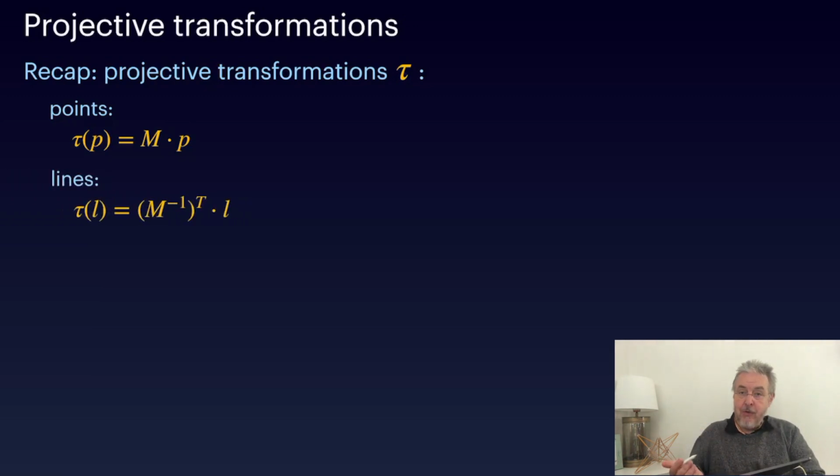In order to preserve incidences before and after the transformation, the corresponding action that we have to do on the level of lines is to take their homogeneous coordinates and multiply them by the inverse transposed of that matrix. You can easily check if you do that, then if a point and the line is incident before the transformation, it will also be incident after the transformation.